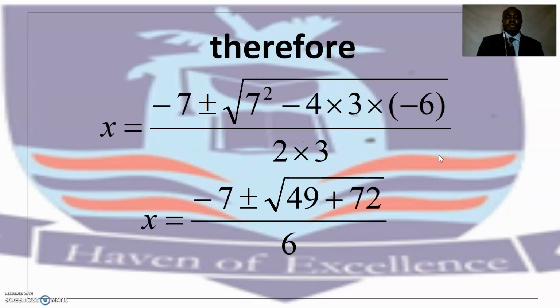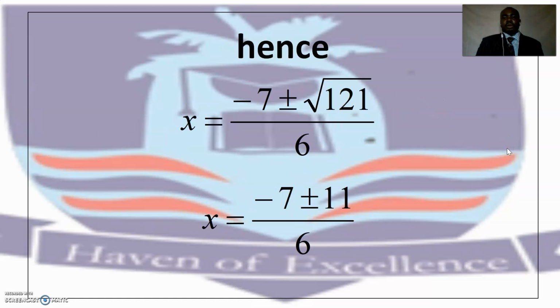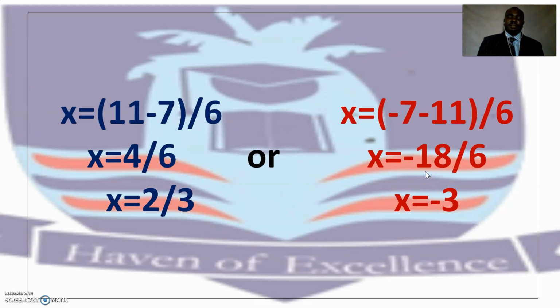And that's going to give us minus 7 plus or minus the square root of 7 squared minus 4 times 3 times minus 6. Of course, minus 4 times 3 times minus 6 will give us 72. 72 plus 49 will give us 121. The square root of 121 is 11. So we have x equal to minus 7 plus or minus 11 over 6, which is exactly what we have in using completing the square. And so we can solve it down to get the same values. x is equal to 2 over 3 or x is equal to minus 3.